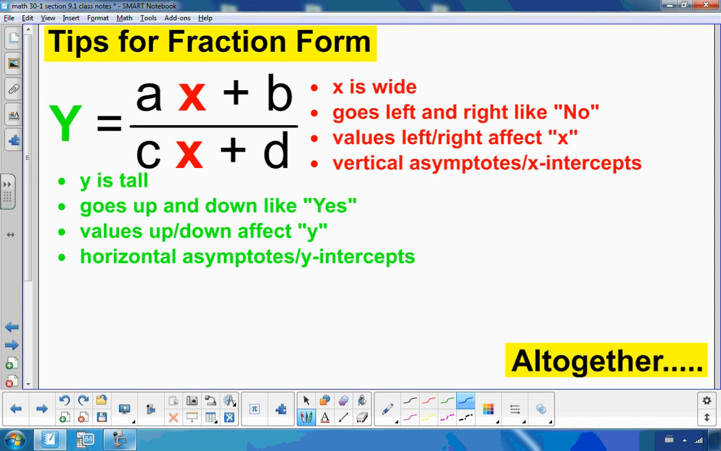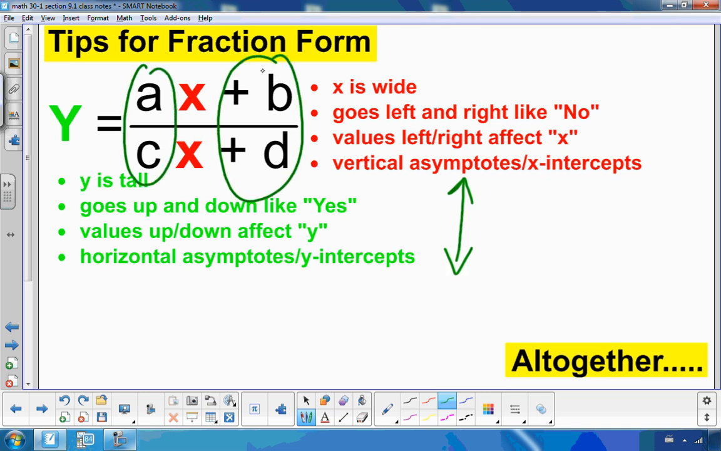Okay, let's look at y. Y is tall and y stands for yes. So imagine shaking your head up and down for yes, up and down for yes. Those up and down vertical values affect y. So that's why these are your y values that you're looking at. The first one is horizontal asymptote. The last ones are intercepts because they don't have an x value. Okay? So that's my little trick for remembering it.